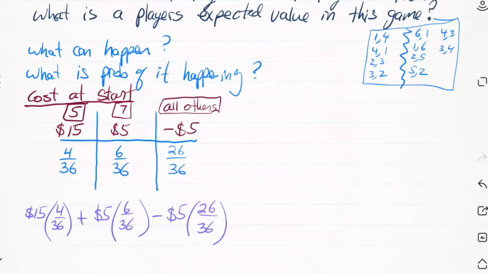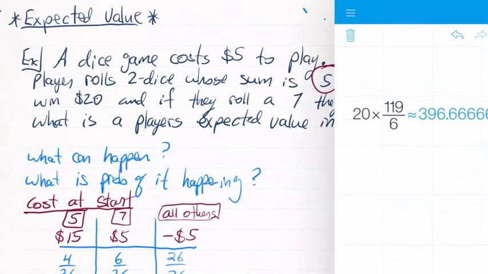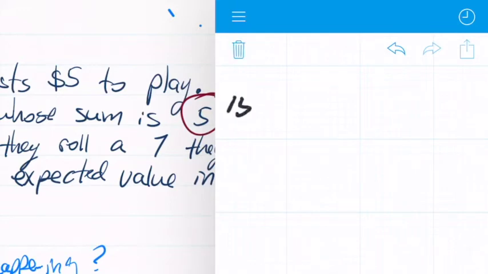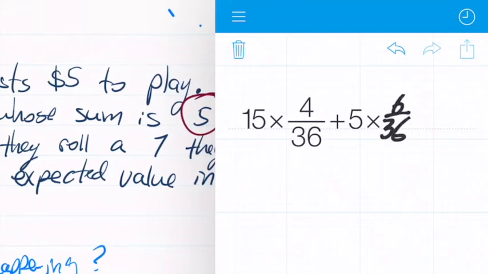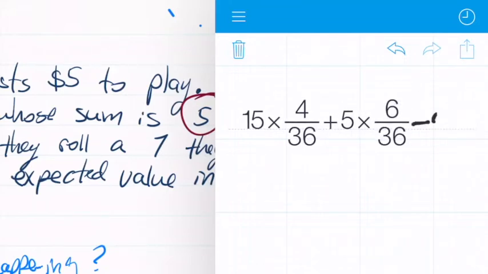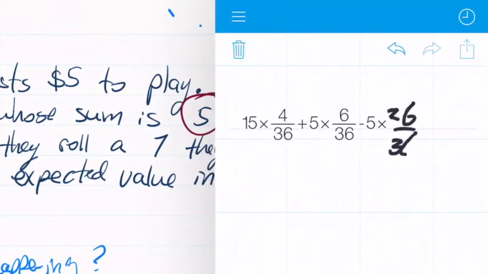And you type this in your calculator any which way you want. Obviously not without the dollar signs. And let's see what we end up with. So 15 times 4 divided by 36 plus 5 times 6 out of 36 minus 5 times 26 out of 36.